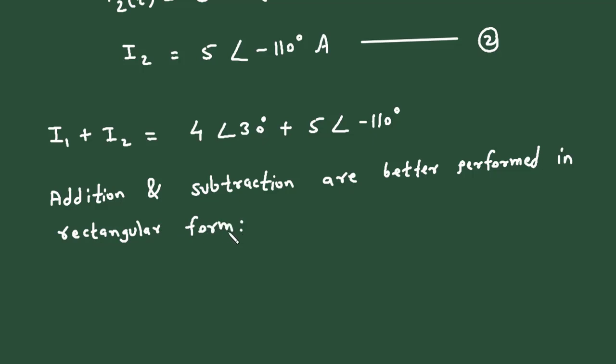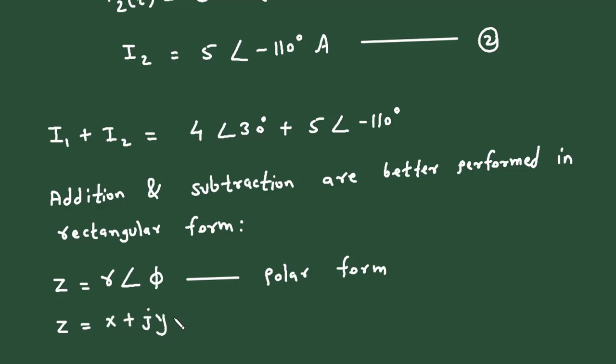Form. So what is rectangular form and what is polar form? So r at an angle phi, z is equal to r at an angle phi. This is called polar form, and z is equal to x plus jy. This is called rectangular form.